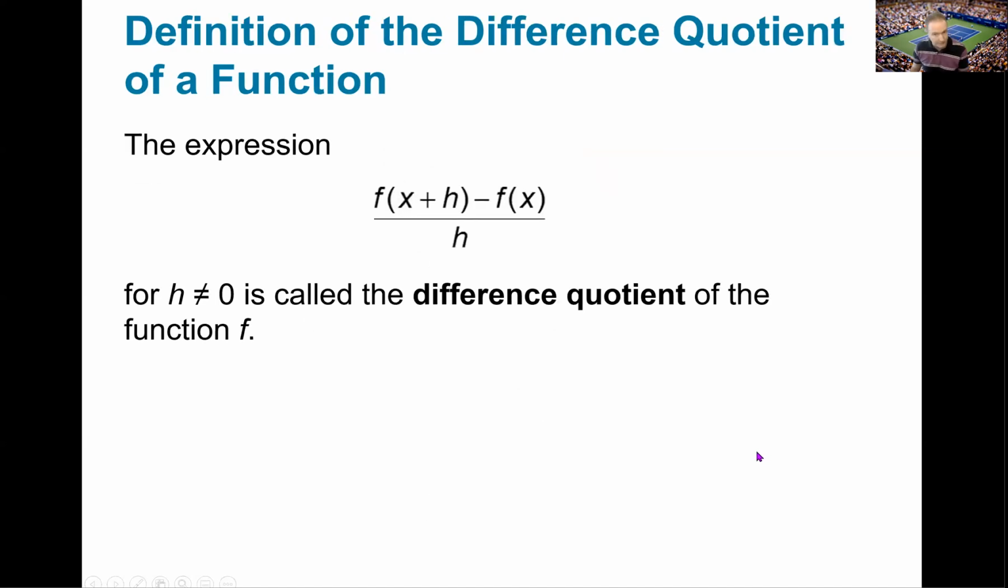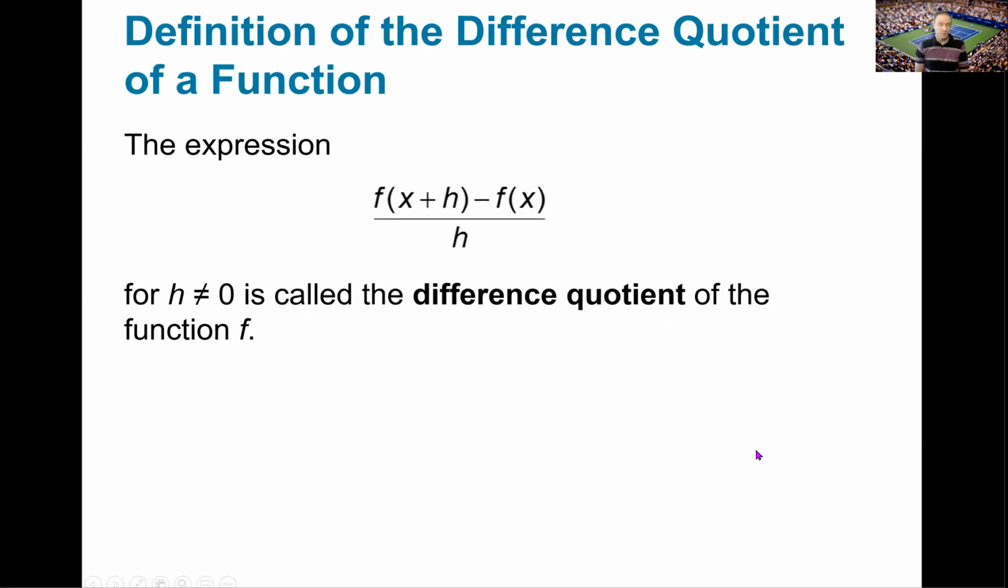Now, my favorite topic of this section, gorgeousness, is the expression f of x plus h minus f of x over h. And this is where h cannot equal 0, obviously, or the quantity would not exist. This is called the difference quotient function, f.